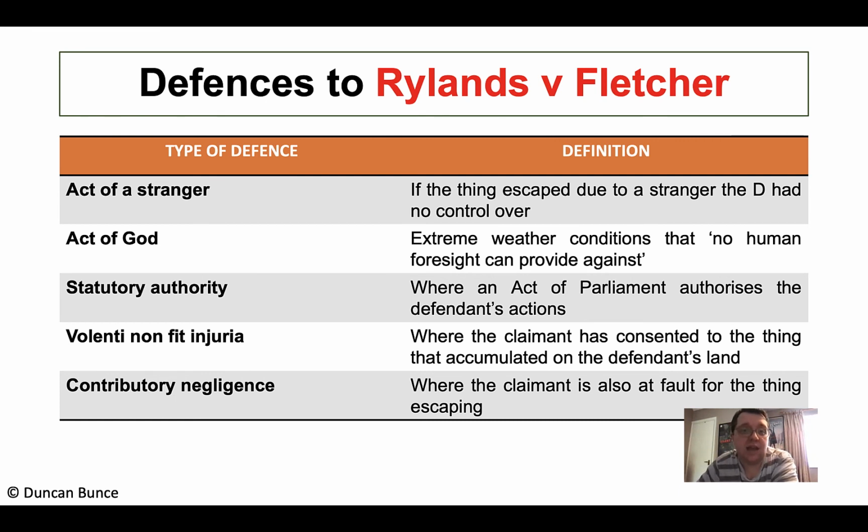Then had it escaped the land onto the claimant's land rather than just left on the defendant's, and we said there was no claim, perhaps this would have been a defence. Volenti non fit injuria, that we've just said, is consent, and I think we've covered that before, so I won't go into too much detail. And the same for contributory negligence. So that's really recognising that a degree of fault lies with the claimant as well.